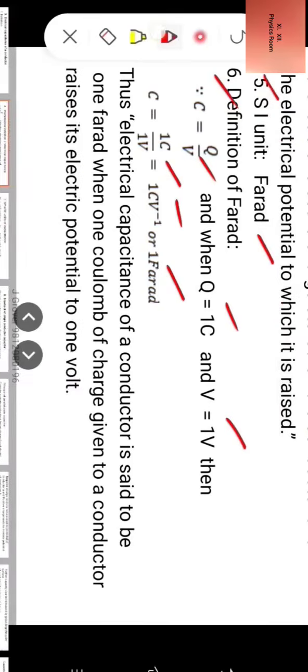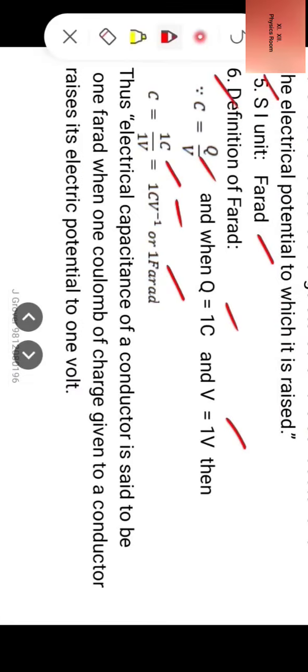Thus, electrical capacitance of a conductor is said to be 1 farad when 1 coulomb of charge given to the conductor raises its electric potential to 1 volt. I repeat, electrical capacitance of a conductor is said to be 1 farad when 1 coulomb of charge given to a conductor raises its electric potential to 1 volt.